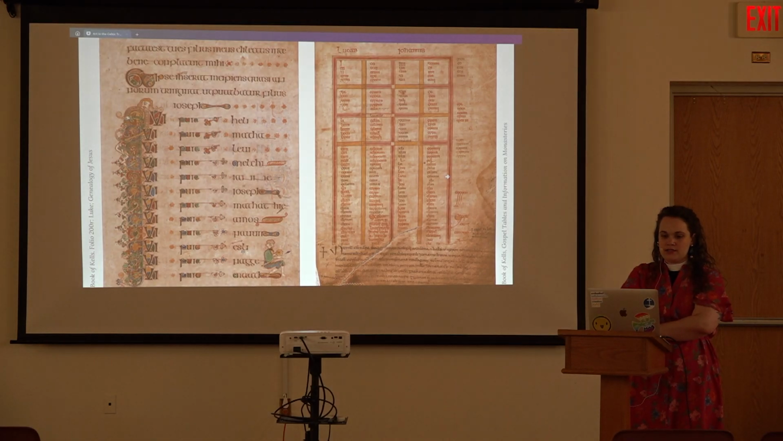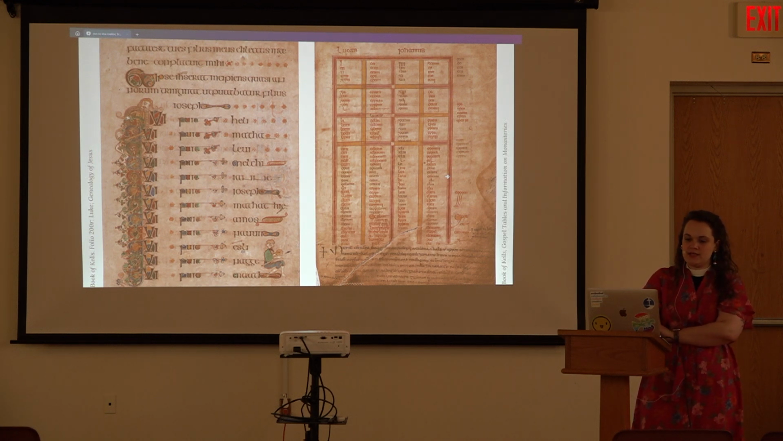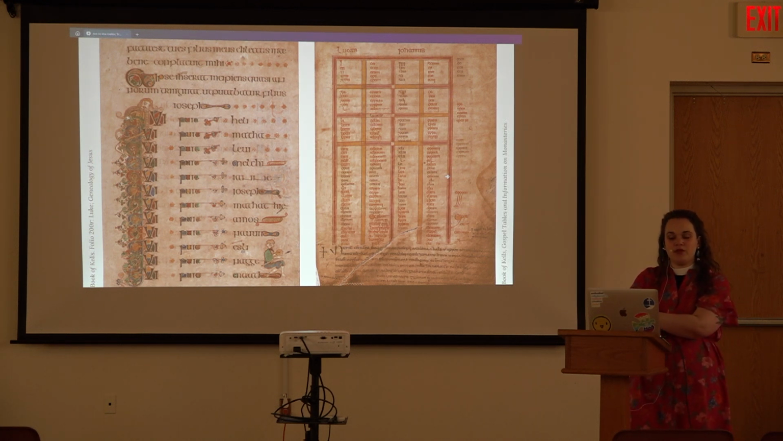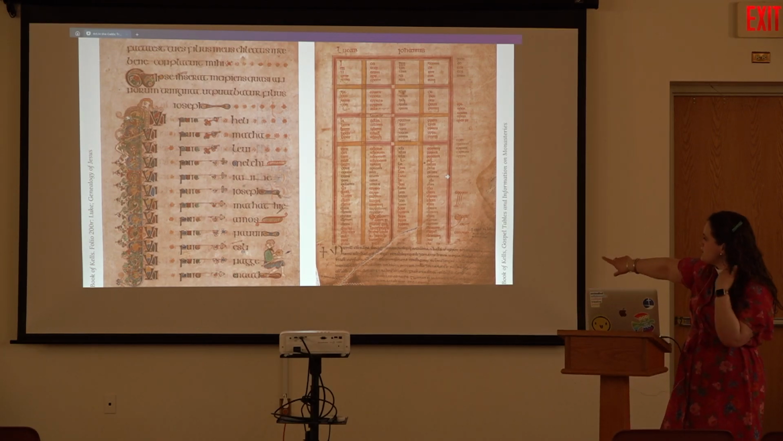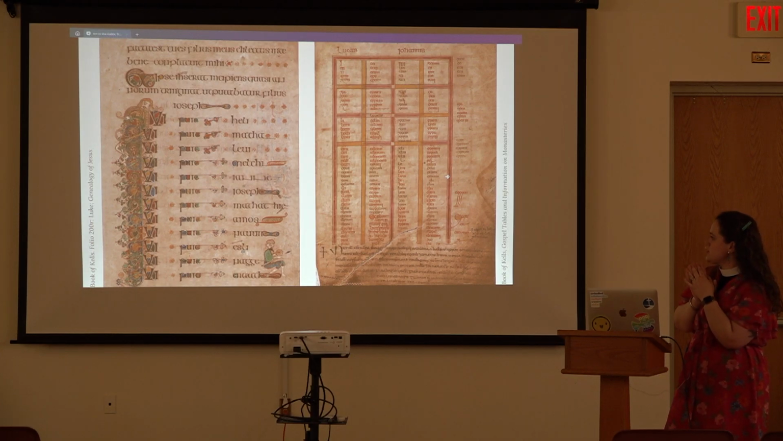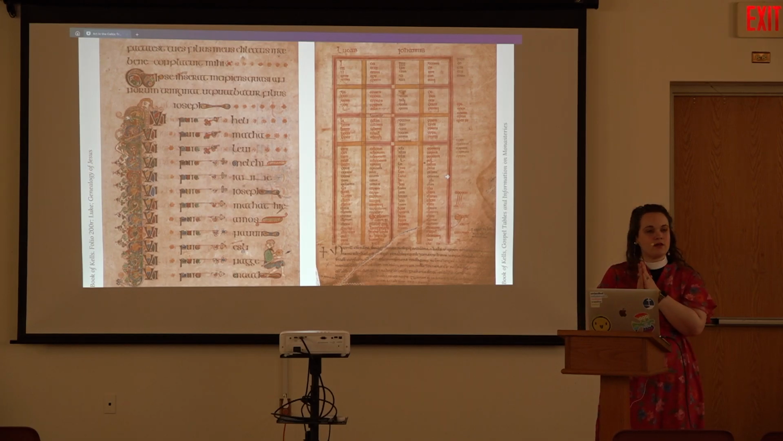A couple more tables. So the one that's on the left is the genealogy of Jesus, and that's right at the start of the Gospel of Luke. I like that there's a person sitting near the bottom of the genealogy. I'm not entirely sure who that is, but I think it's neat. Then the image on the right is a comparison of the Gospel of Luke and the Gospel of John and the stories that are shared in each of those.